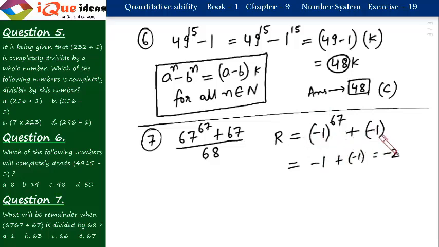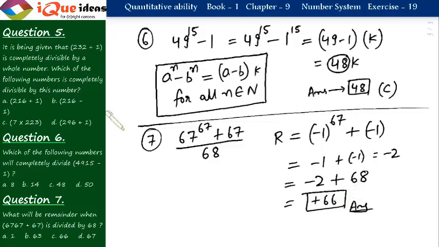Now the answer of a remainder question cannot be negative, so what do we do now? Whenever we get a negative remainder, I hope you remember, add the divisor to it. So required remainder would be minus 2 plus the divisor, that is 68, which is 66. So the answer of this question is 66, which is option C.